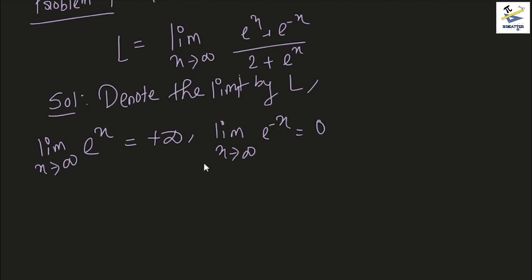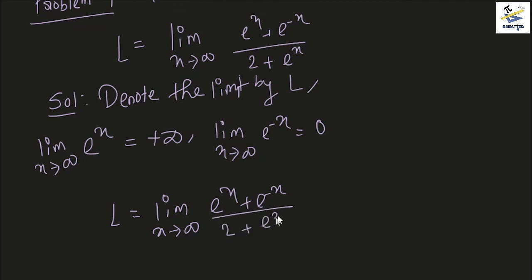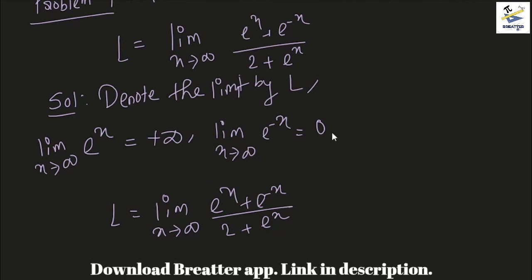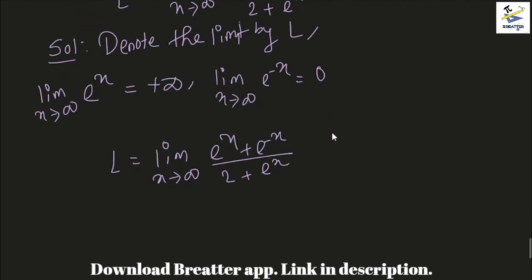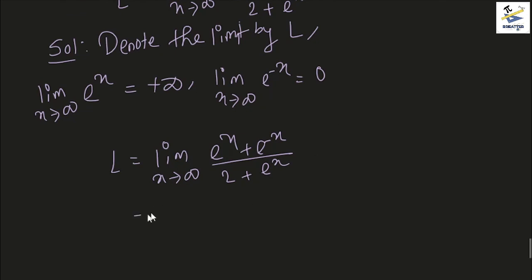So let's begin. L equals the limit as x tends to infinity of (e to the power x plus e to the power minus x) divided by (2 plus e to the power x). What we can do is try to convert them into as many e to the power minus x terms as possible, because that way we will get a notion of 0, which is at least a number we can work with, and we cannot actually work with infinity, right? So dividing up and down by e to the power x would be something like this.